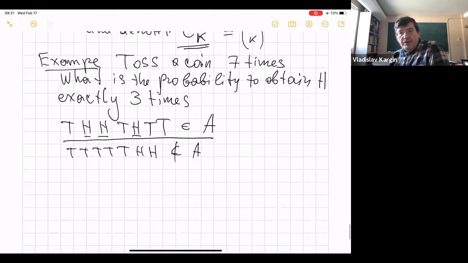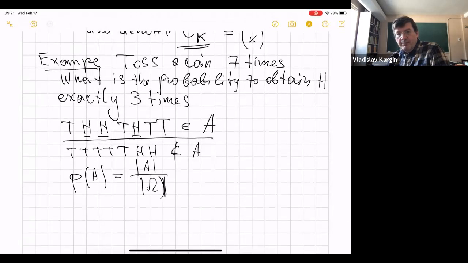So again, our recipe says the probability of A is equal to the number of outcomes in A divided by the total number of outcomes. Now, the total number of outcomes is easy. We can choose the result of the first toss in 2 ways, the result of the second toss in 2 ways, the result of the third one in 2 ways. So it will be 2 times 2 times 2, and so on, 7 times.